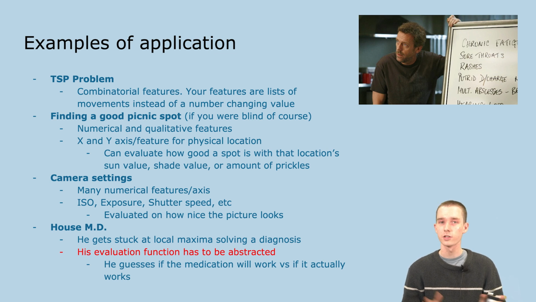You can have your X and Y axes as the physical location, but your evaluation algorithm can use parameters from another part of the model rather than just where you are, such as the shade, sun, or if there's any prickles there. Same thing with camera settings, and same thing with House MD, actually.